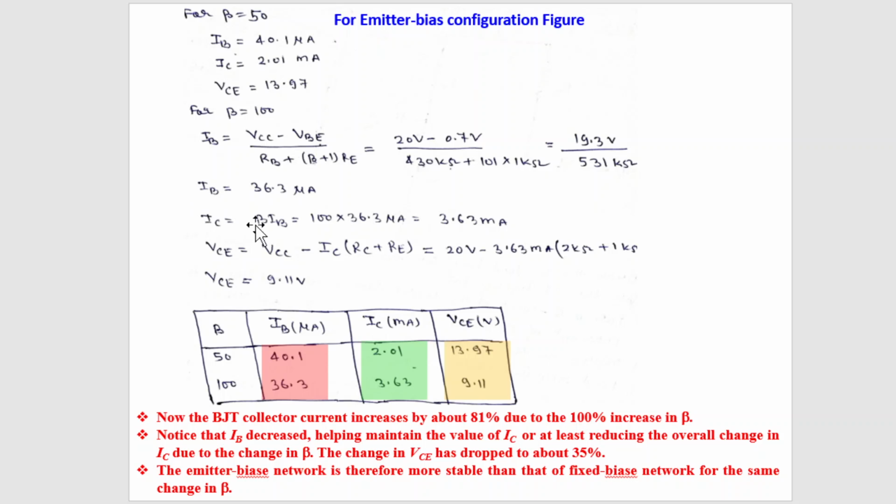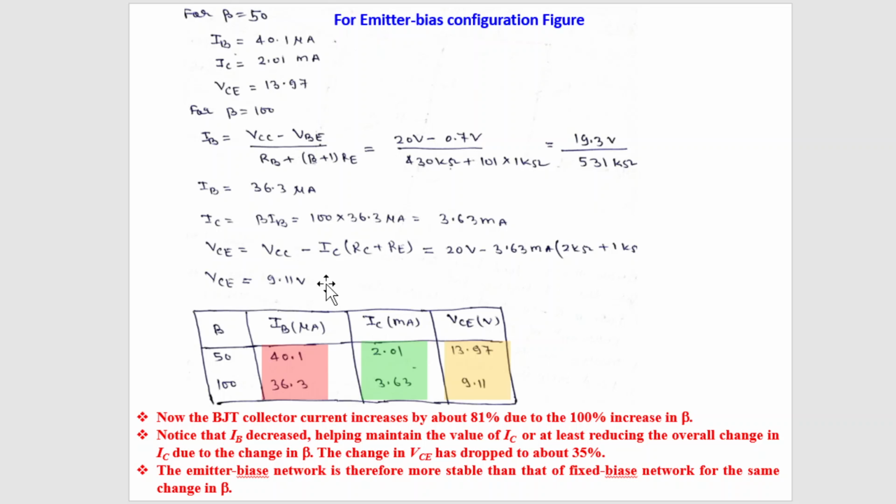Similarly, IC is equal to beta into IB. Beta is 100 and IB is 36.3 microampere, so IC is equal to 3.63 milliampere. And VC is equal to VCC minus IC times in bracket RC plus RE. So VCC 20 minus 3.63 milliampere multiplied by in bracket RC, that is 2 kilo ohm, plus 1 kilo ohm. If you solve it, you will get VC is equal to 9.11 volt.